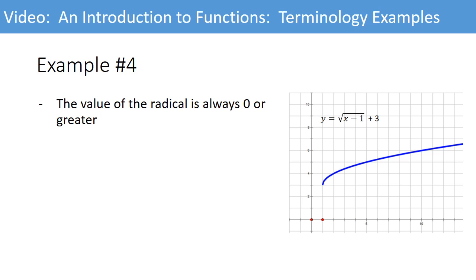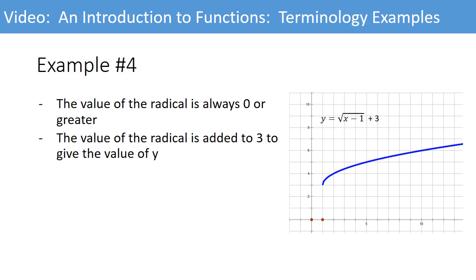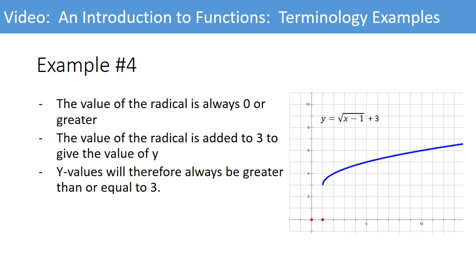The value of the radical is always 0 or greater. The value of the radical is added to 3 to give the value of y. Therefore, the y values will always be greater than or equal to 3. So our range would be the set of y such that y is an element of the real numbers and y is greater than or equal to 3.